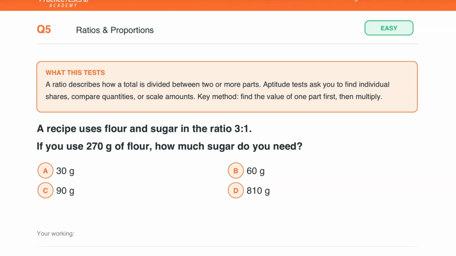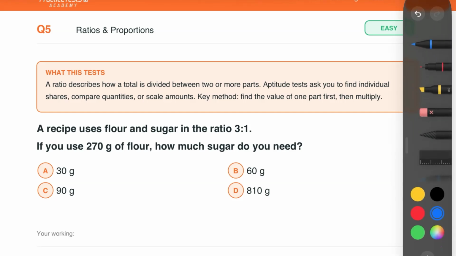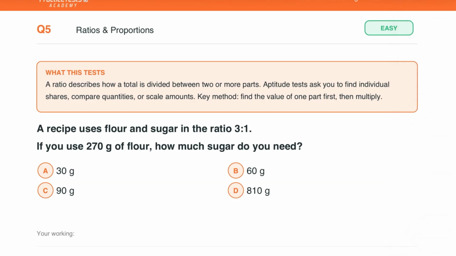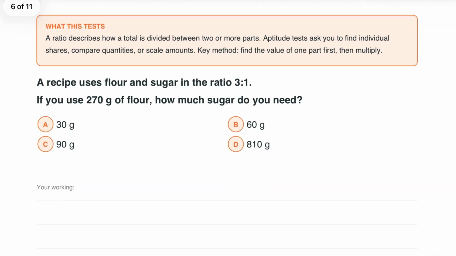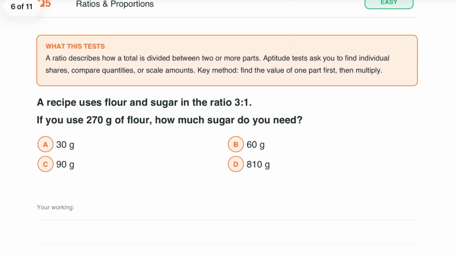For an example, you have question 5. A recipe uses flour and sugar in the ratio 3:1. In a practical sense, you can also get this for shareholding to figure out how much of shares each person may have. We ask here, if you have 270 grams of flour, how much sugar do you need? Pause the video if you have an idea of the answer, how to solve it, try it on your own, and then come back.